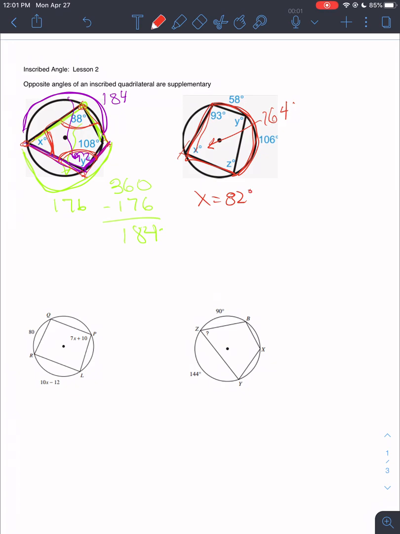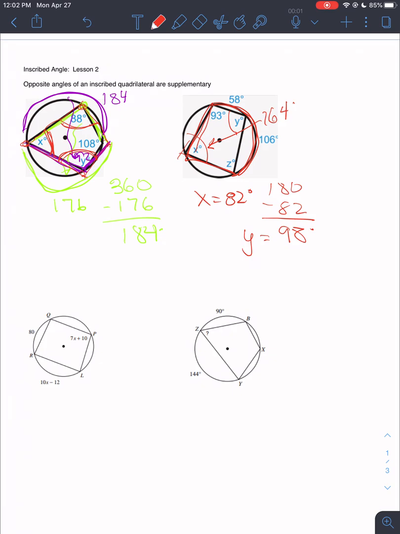We're going to use our new shortcut that says opposite angles of an inscribed quadrilateral have to add up to 180 degrees. So we're going to take 180 minus the 82. It looks like y is going to be 98 degrees. So how do we figure out what z is? There's a couple of ways. One is you know that all quadrilaterals have 360 degrees.